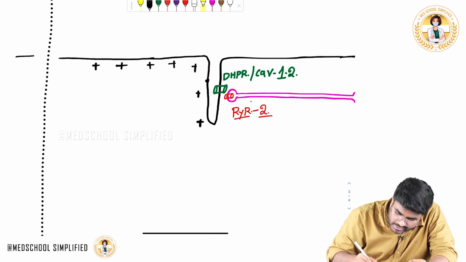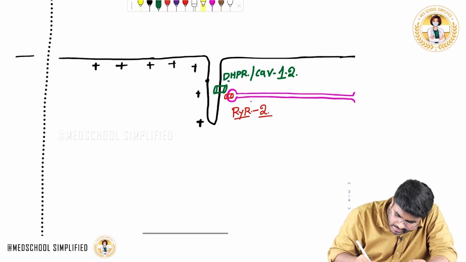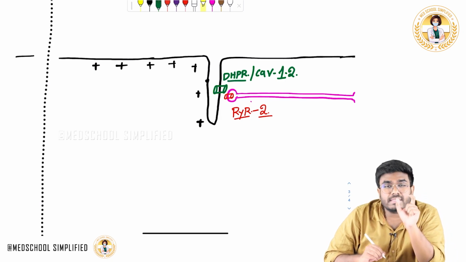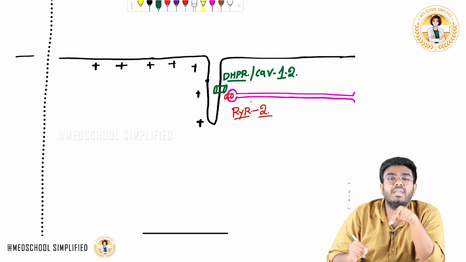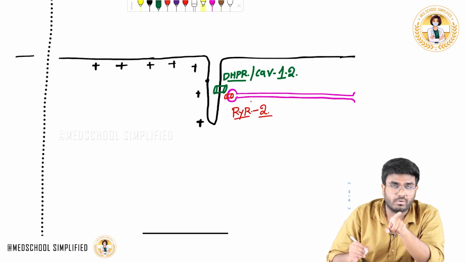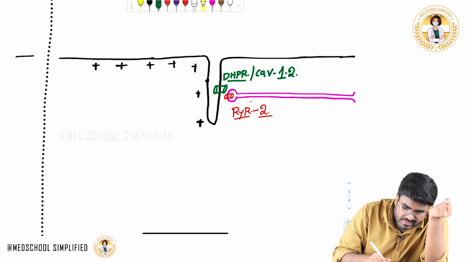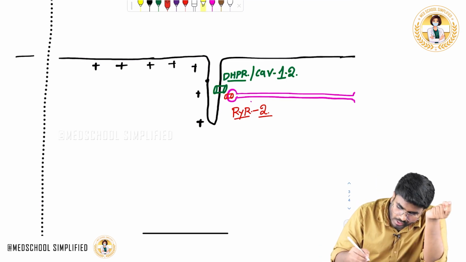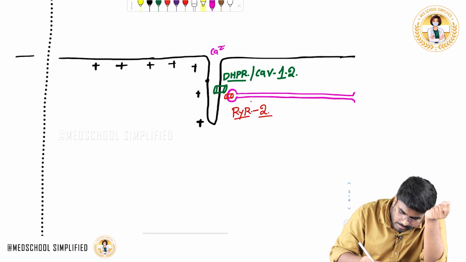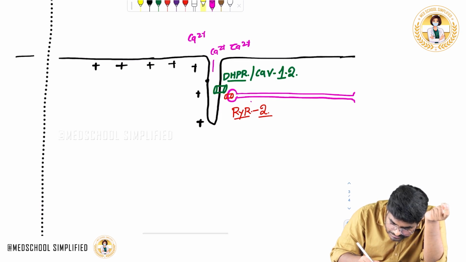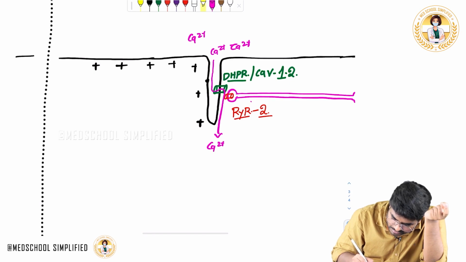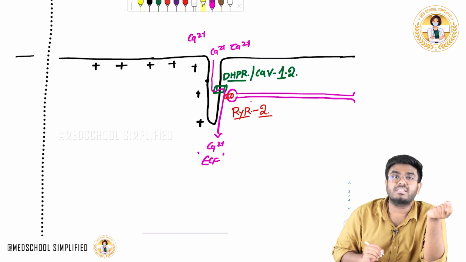Now this depolarization is going to first activate which channels? It's going to activate the DHPR channels. Important point: the DHPR channels will open. It's not the mechanical interaction now. When they open up, do you know what happens? Usually calcium is more outside the cell. Some amount of calcium from the extracellular fluid will start to enter into the cell via the DHPR channels.